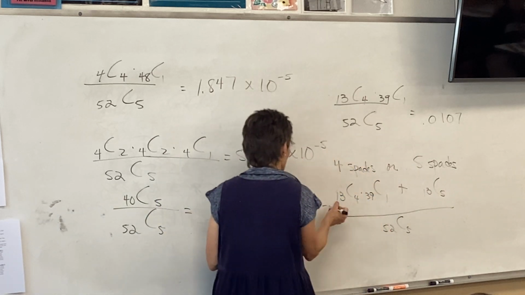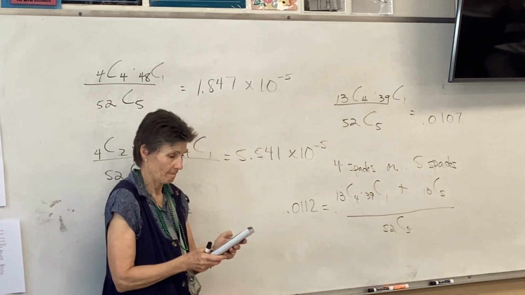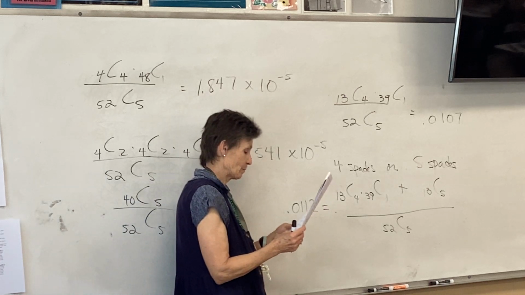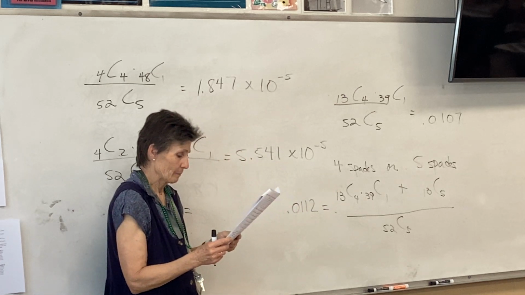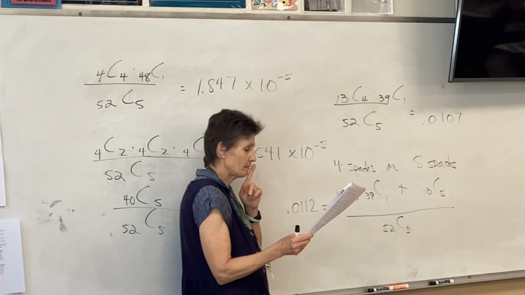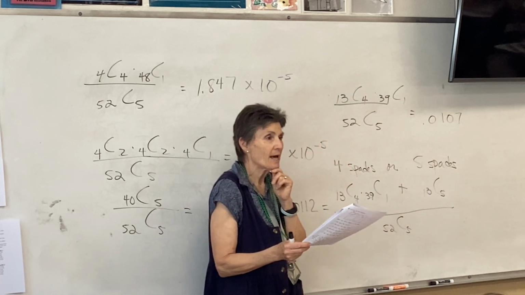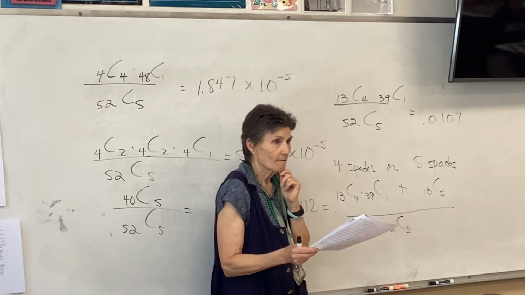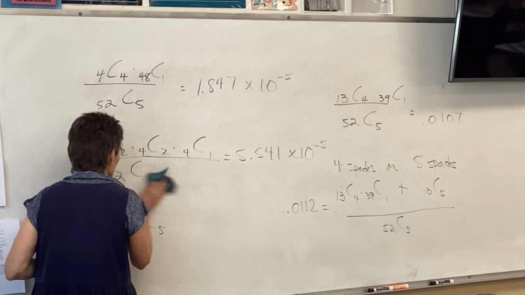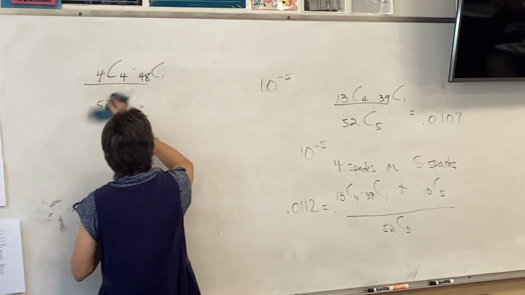It's not much different. I got .0112. All right. Everybody paying attention. L: What is the probability of being dealt at most 4 red cards? Now, at most 4 red. So what does that mean?